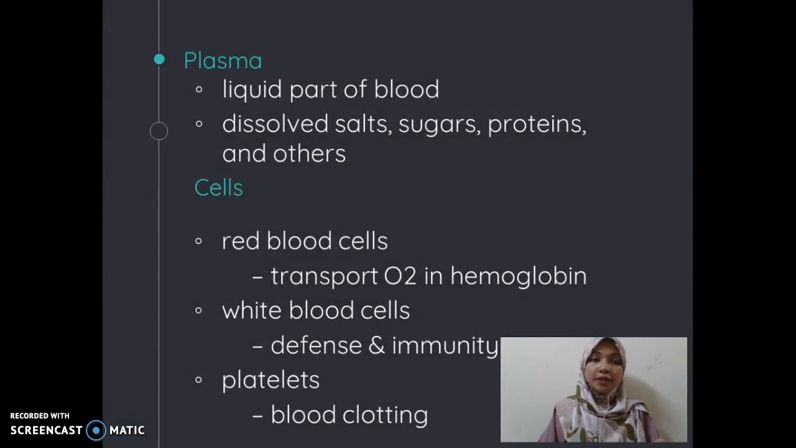So next, plasma is the liquid part of the blood, which consists of different salts, sugar, proteins, and many others. The cells consist of the red blood cells, white blood cells, and the platelets. The red blood cell transports oxygen in hemoglobin to all parts of the body. The white blood cell functions as defense and immunity, and platelets play an important role in blood clotting.